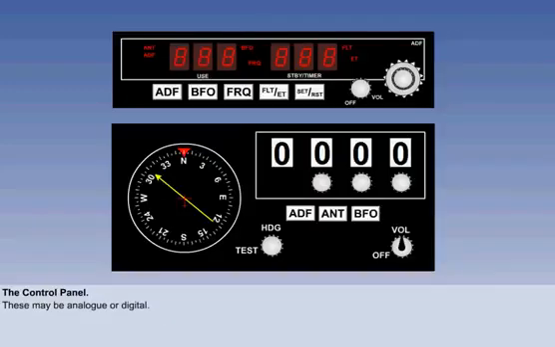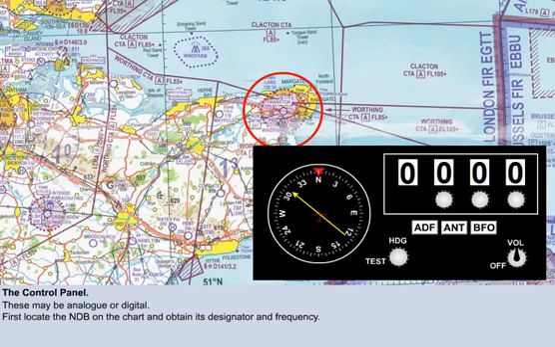Here we see 2 modern ADF control panels made by Bendix King. The one without the dial is digital, but they both operate in the same way. The first thing to do when planning to use an ADF is to find its location, its designator, and its frequency, all of which can be found from aviation charts. Here we see the NDB at Manston, with a designator MTN and a frequency of 347 kHz. There are several others on this extract. See if you can find them.